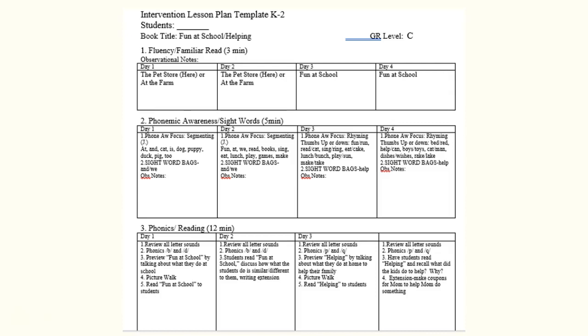But as I was listening to them, if there was a sight word that would come up that they had difficulty with, I would write it on a note card and add that to that group's sight word bag so that we could add that to our review each week.